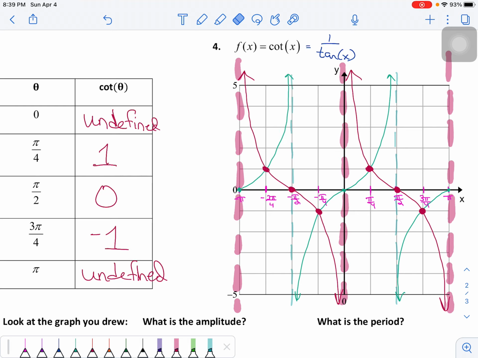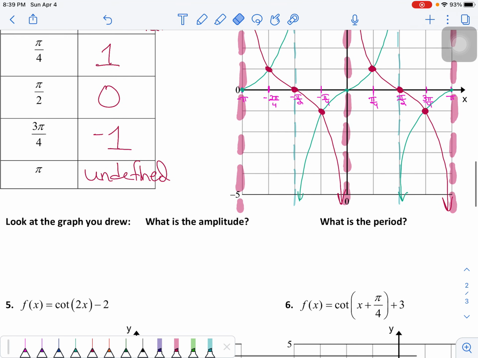And just be careful that you understand how the basic cotangent function looks compared to the basic tangent function. Now I'm going to go ahead and put back in the tangent graphs just so they're there and we can see them for the key. Okay, redo that. There we go.